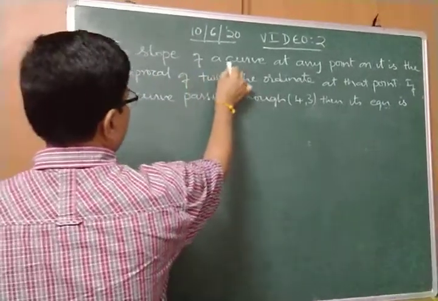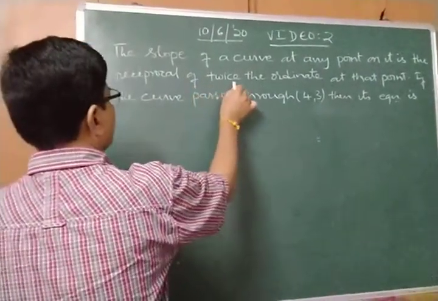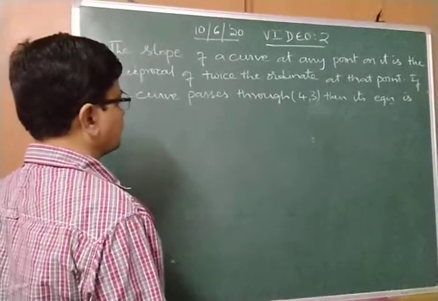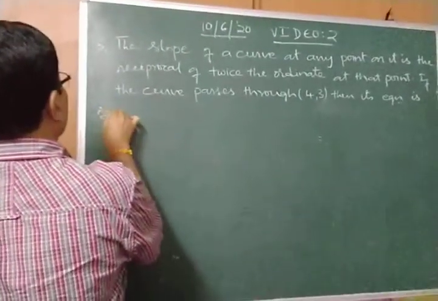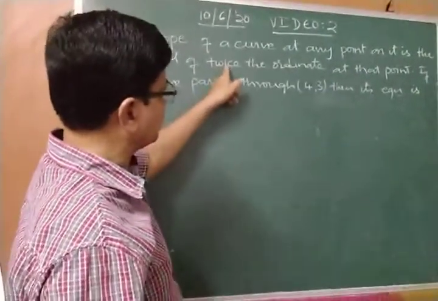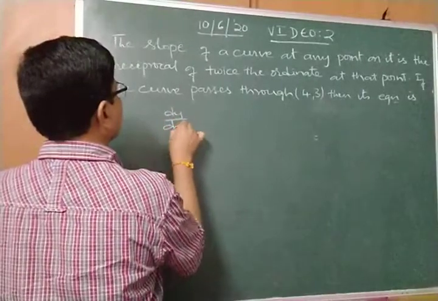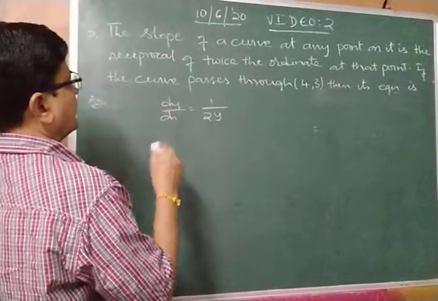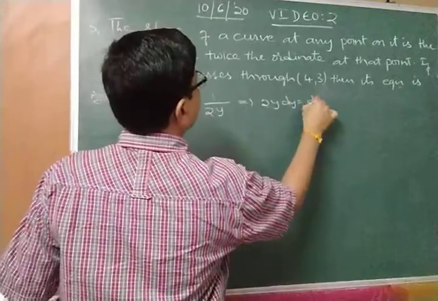The slope of a curve at any point on it is the reciprocal of twice the ordinate at that point. If the curve passes through (4, 3), then its equation is... The slope of the curve, that is dy by dx, is the reciprocal of twice the ordinate. That means dy by dx is equal to 1 by 2y. Now this can be written as 2y dy is equal to dx.